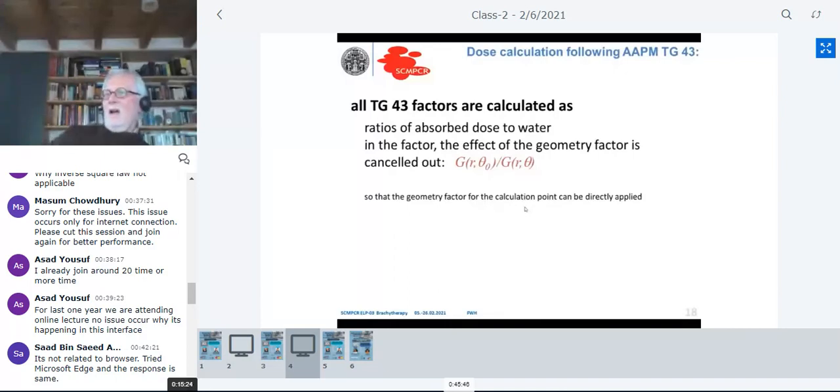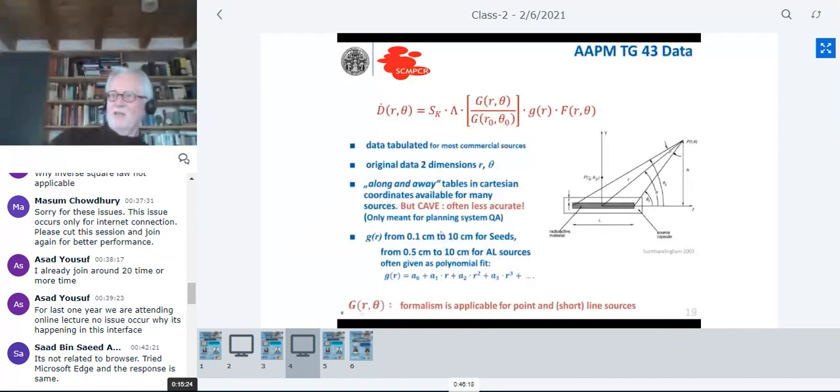The important thing is that the TG43 dose factors are all calculated as ratios of absorbed dose to water that can actually be measured, and that's actually what has happened. They have been measured, and they've also been calculated by Monte Carlo calculations, and that's where this data was generated. And the geometry factor is always canceled out at every position, so that it is reused in calculation. Think about that a minute. It's not that difficult.